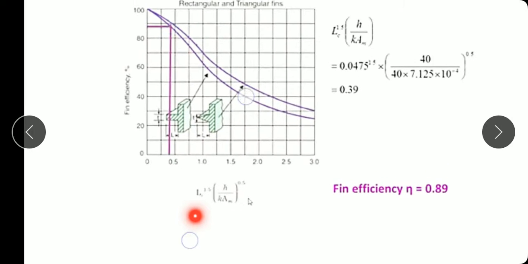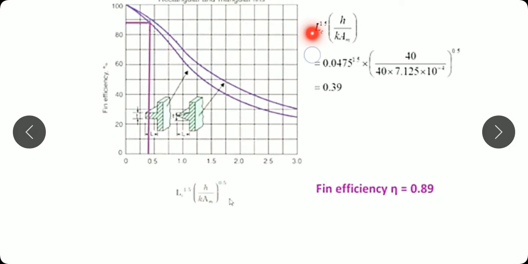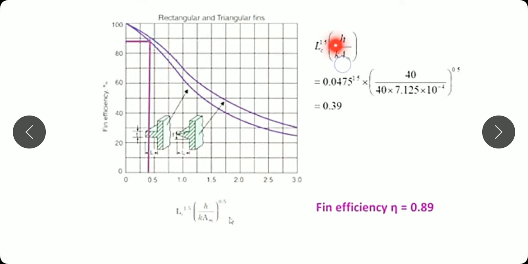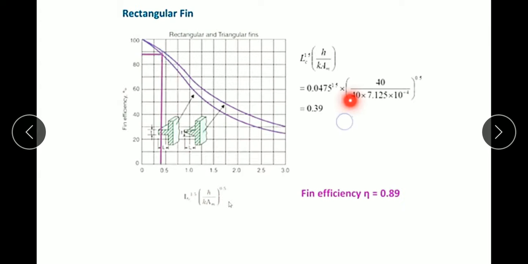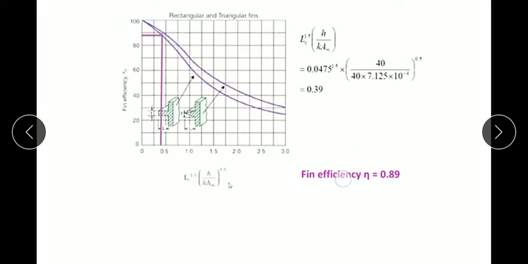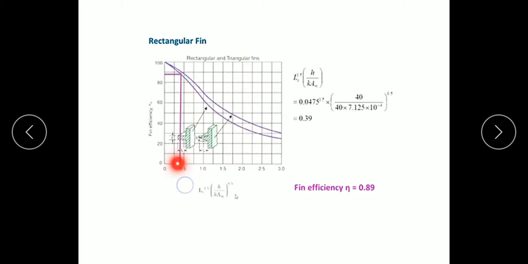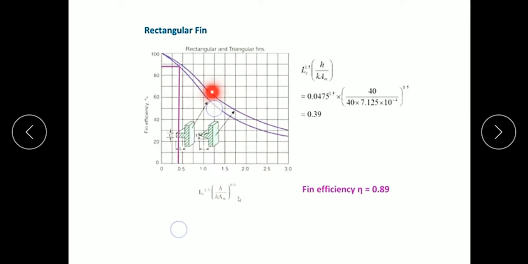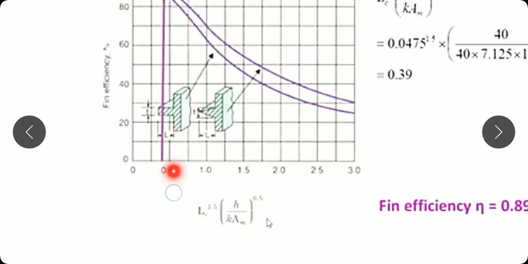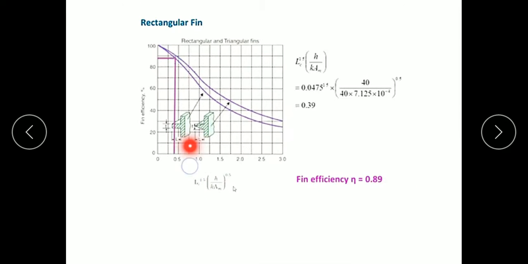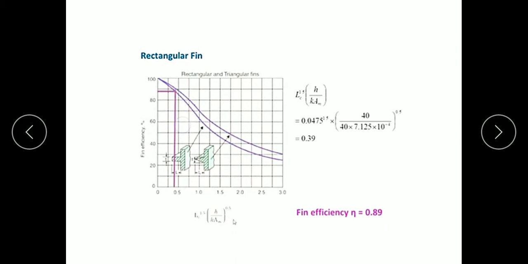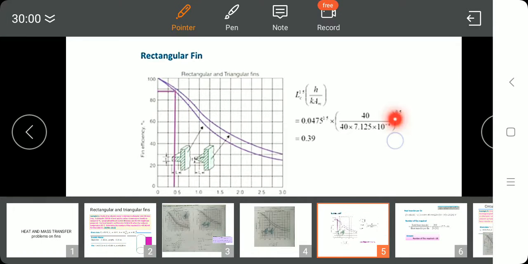So first step, you're going to find the x-axis region. So the equation given in the x-axis is characteristic length power 1.5 into square root of h, that is heat transfer coefficient, divided by k into its mean area. By substituting the given values, we can find the x-axis as 0.3. So locate the x-axis value 0.3. So 0.3 lies between 0 and 0.5. So the x-axis is lying here. So you draw a corresponding straight line in order to meet the curve. So this straight line meets the curve.